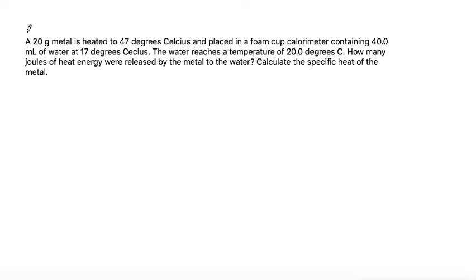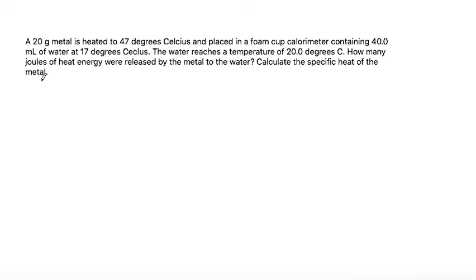Let's do a quick walkthrough of this problem, which says a 20-gram metal is heated to 47 degrees Celsius and placed in a foam cup calorimeter containing 40.0 milliliters of water at 17 degrees Celsius. The water reaches a temperature of 20 degrees Celsius. How many joules of heat energy were released by the metal to the water? And calculate the specific heat of the metal.